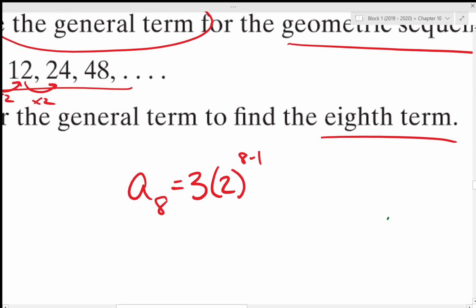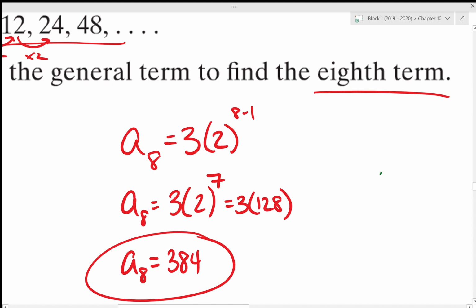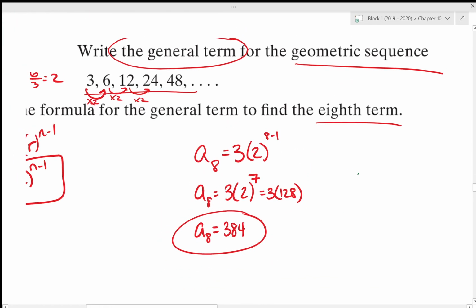So it is going to be 2 to the 7th, which we already did before, but we did negative 2, right? So 2 to the 7th is 128, and then times 3, I'm going to get 384. So I have my nth term and my 8th term.